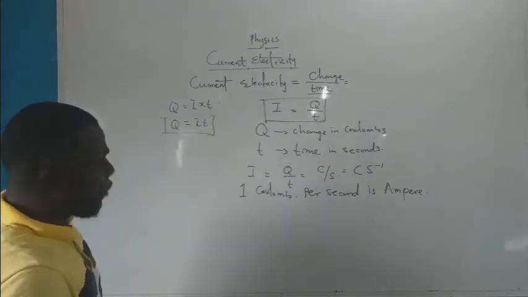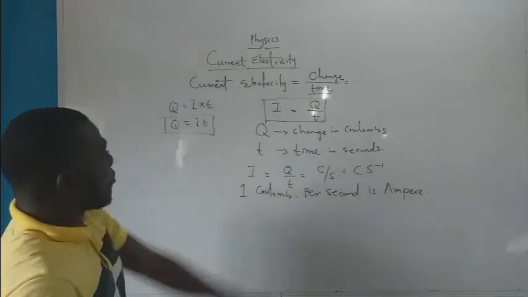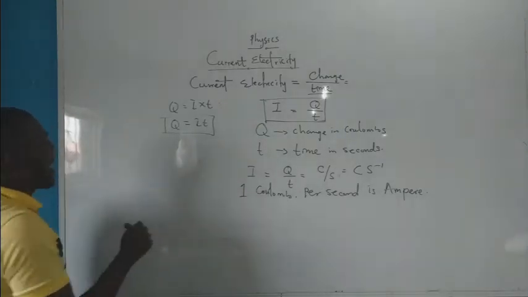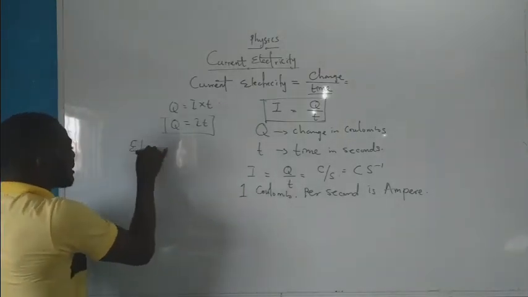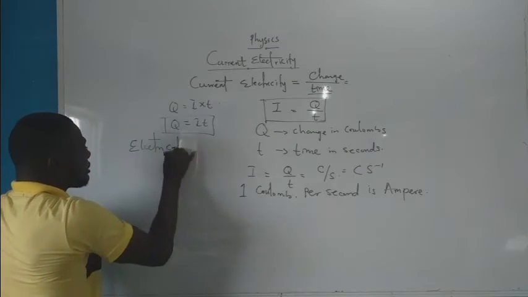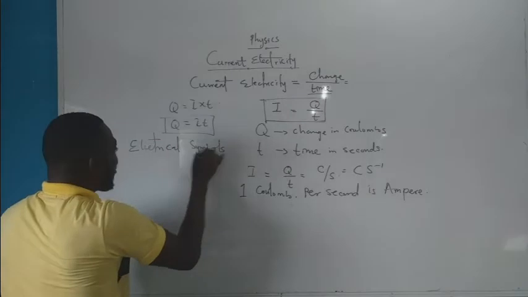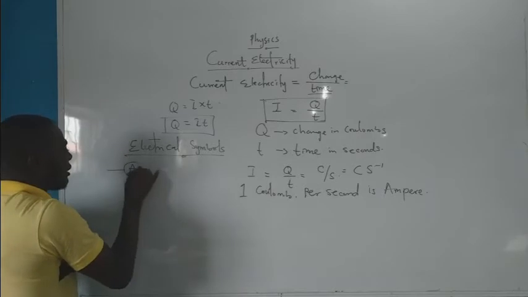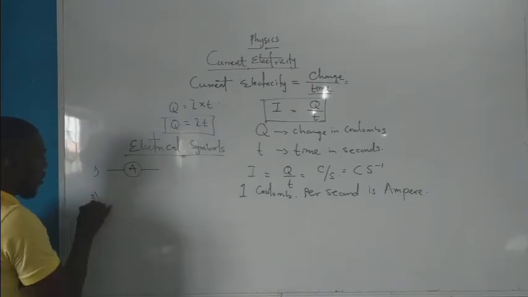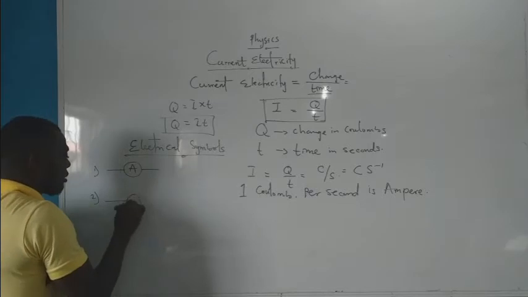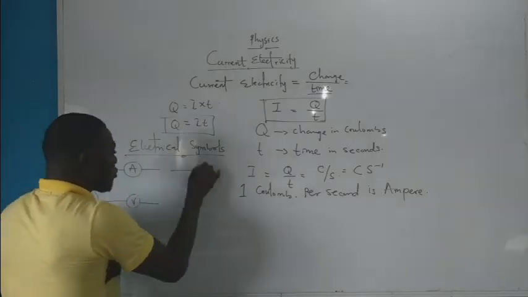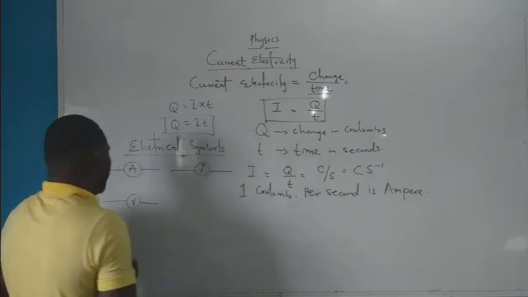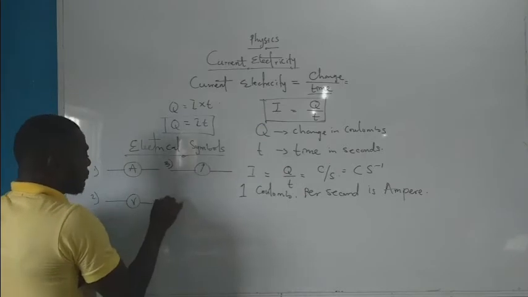From current electricity, let's move to potential difference. Before that, let's look at some electrical symbols. We have, first, the ammeter. The second one is the voltmeter. The third one is the galvanometer.